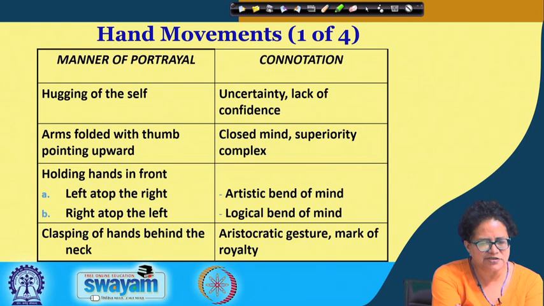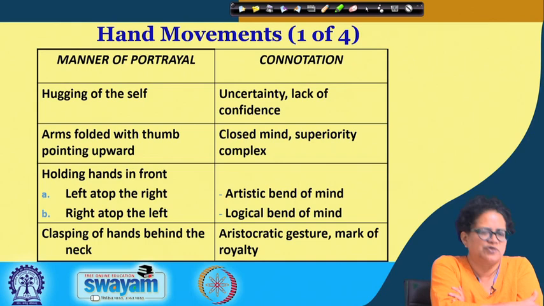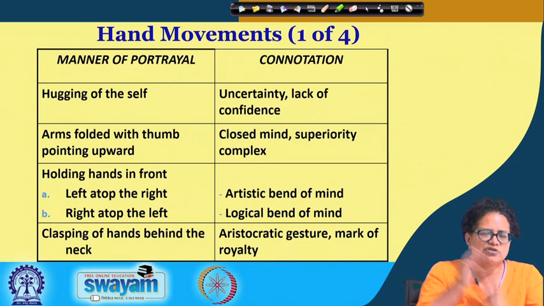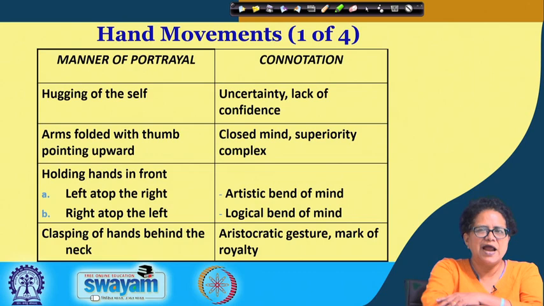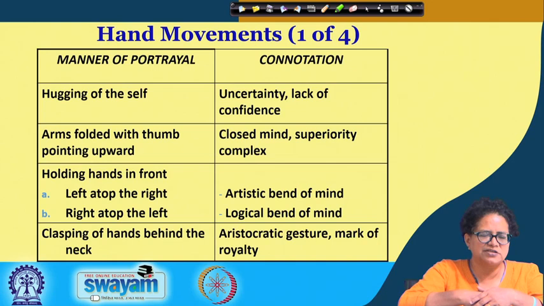But if you have arms folded with thumb pointing upward, as I am showing in this hand, it shows a closed mind and superiority complex. Holding hands in front, like this, if you are standing, I am not standing actually, but I am showing it like this, that is left atop the right, shows an artistic bent of mind.